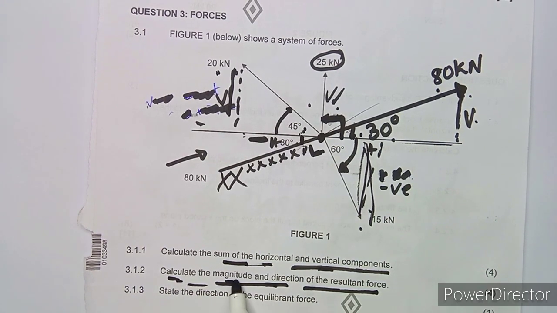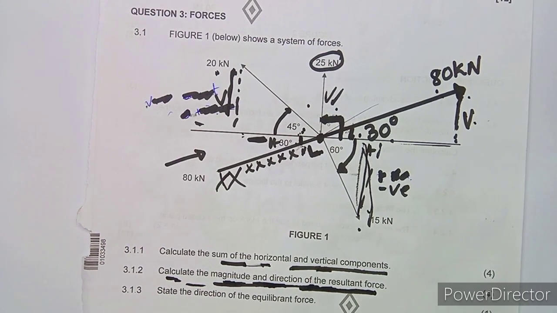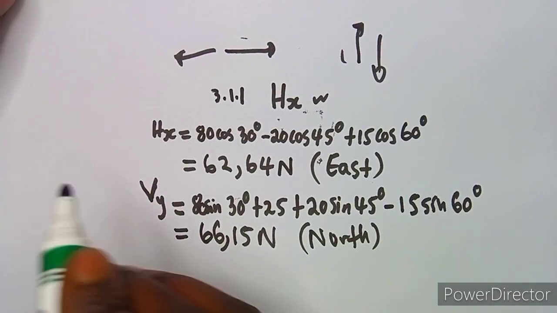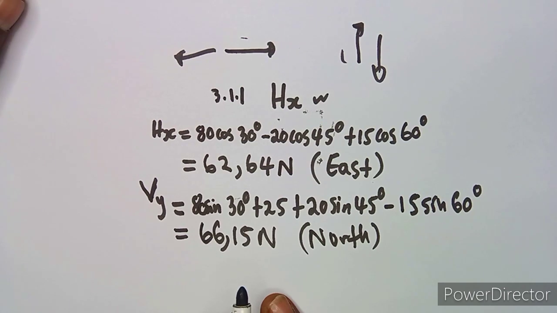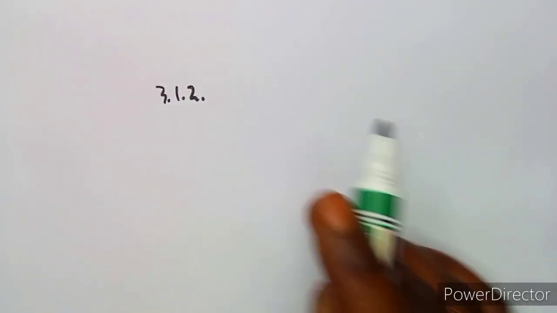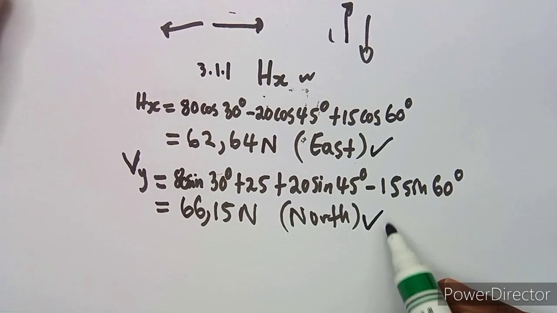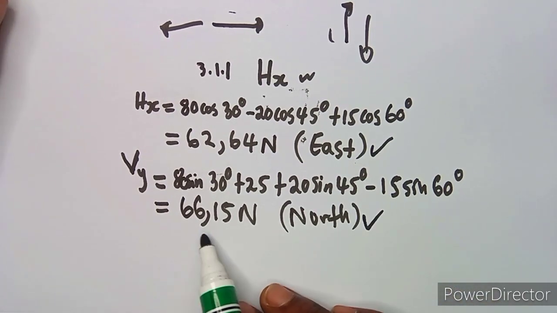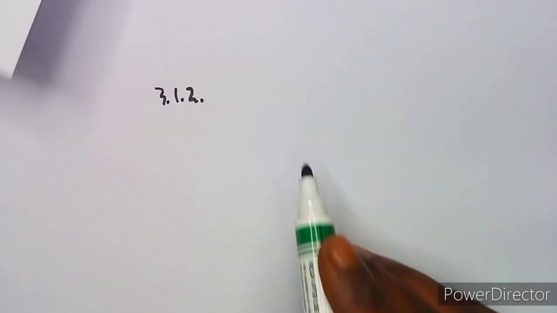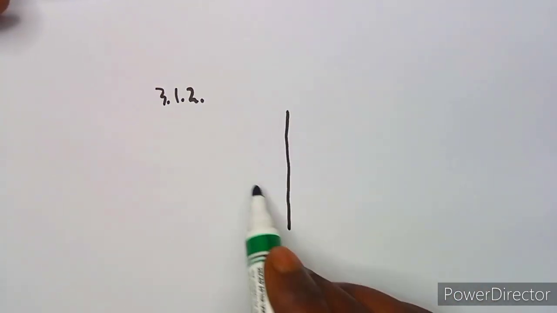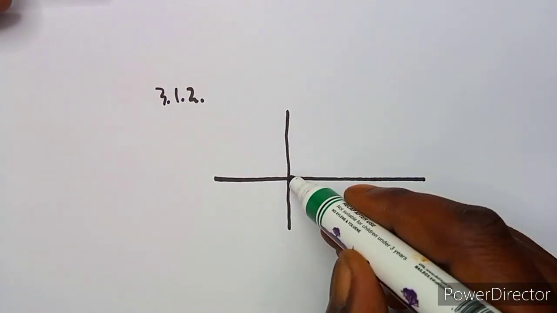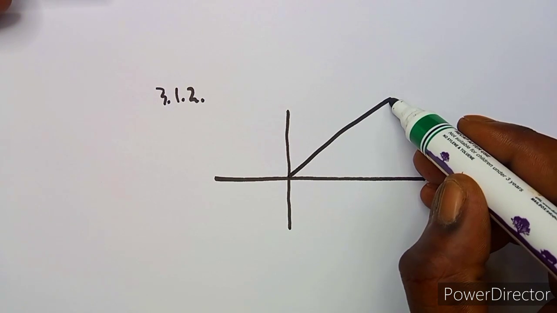Calculate the magnitude and direction of the resultant. Okay, so what is going to be the resultant force? Take note guys, this was 3.11 and we need 3.12. If you cross-check properly here, the horizontal is to the east and the vertical is to the north, which means these are actually in the first quadrant. They are all positive, so it's like this in the first quadrant. So that's where we have your resultant, something like this.